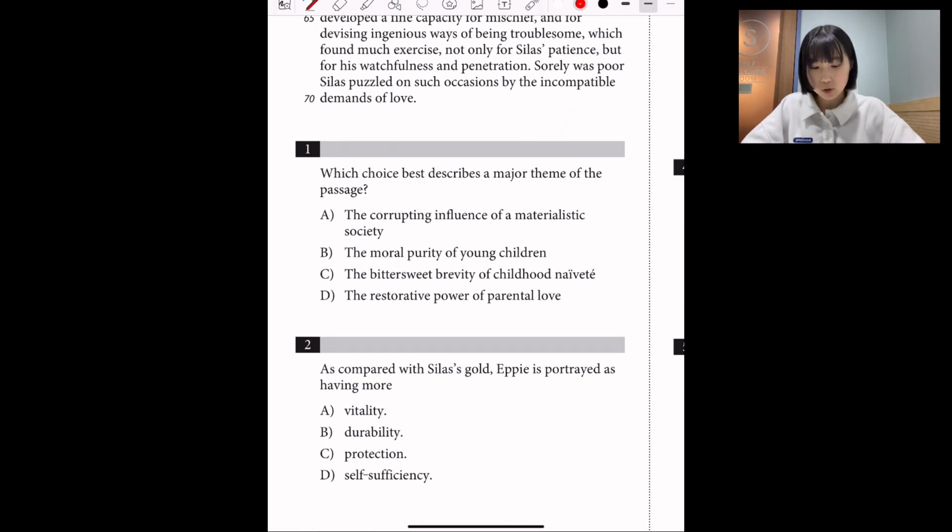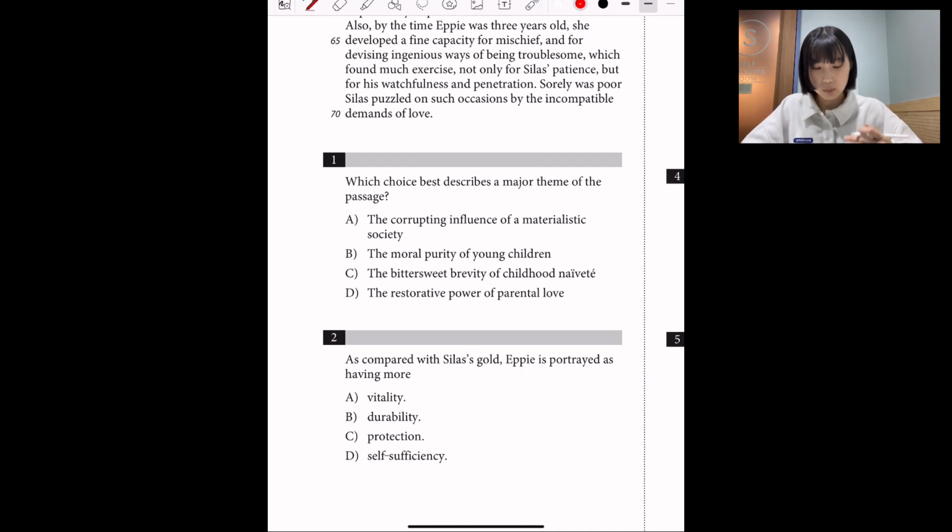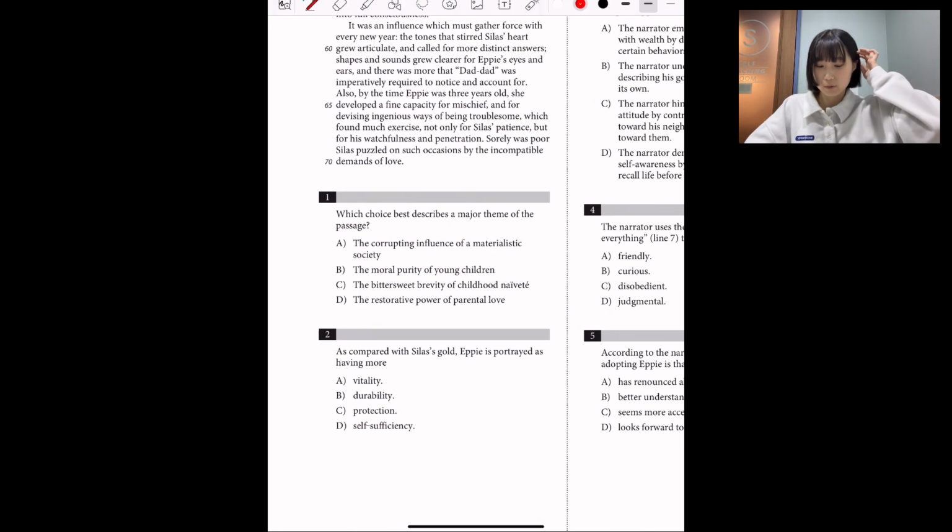So number 1, which choice best describes the major theme of the passage? A, the corrupting influence of a materialistic society. B, the moral purity of young children. C, the bittersweet brevity of childhood naivety. And D, the restorative power of parental love.